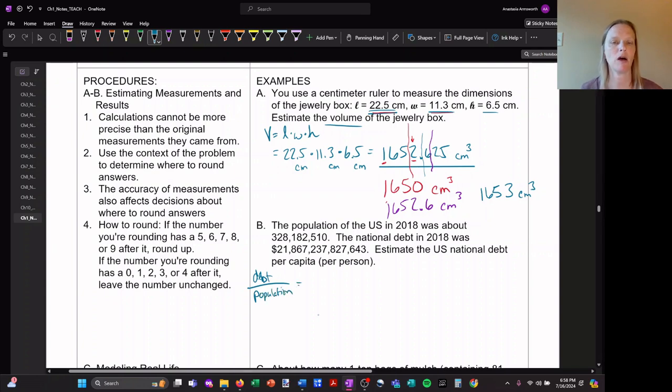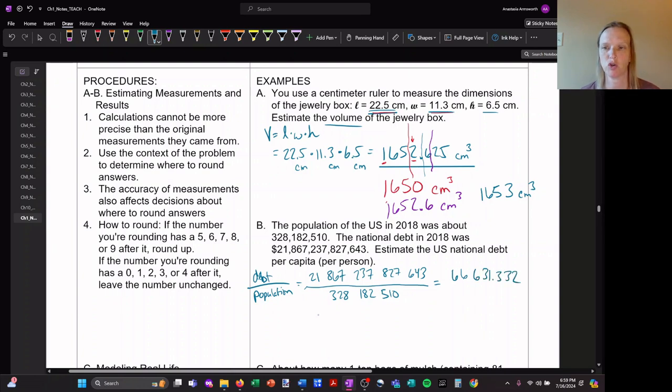And remember, a rate is just a division problem where the numerator and the denominator have different units. So I'm going to have money divided by people. If we use the numbers as shown, 21,867,237,827,643 divided by 328,182,510, then you get the answer $66,631.332.